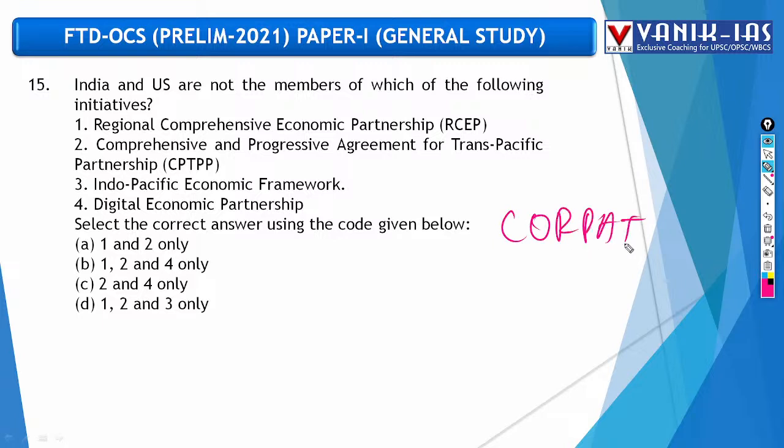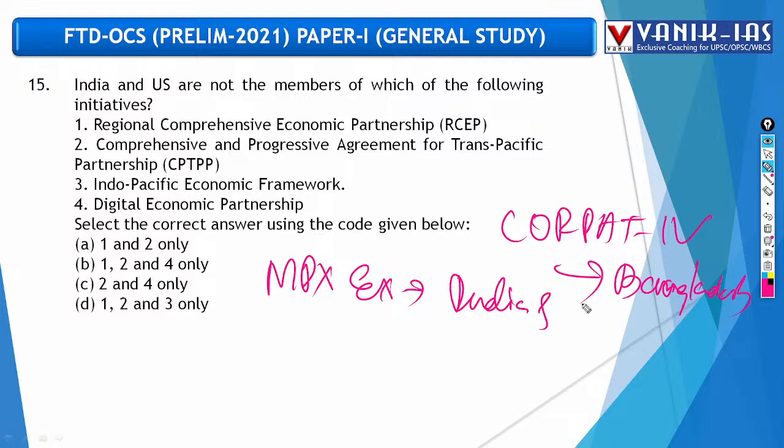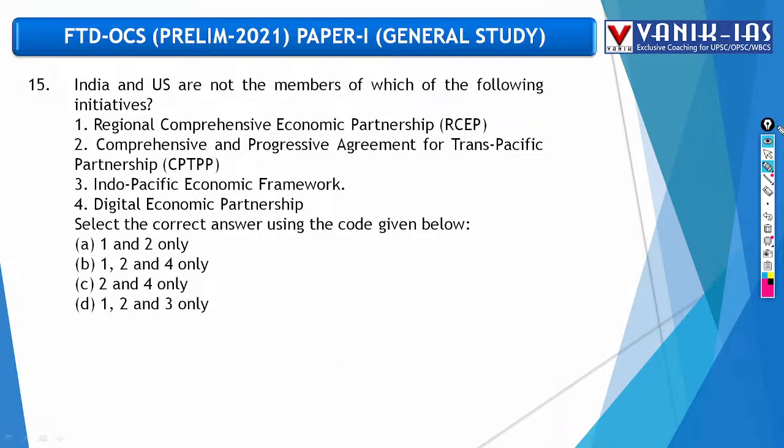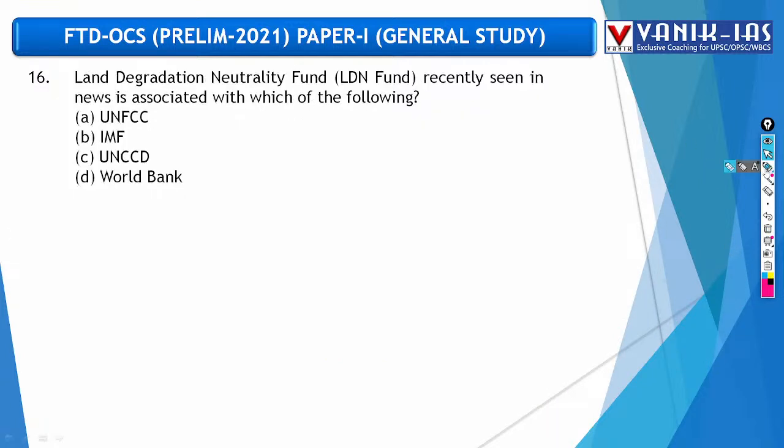Exercise Cope India, India has conducted with Bangladesh. MPX exercise, it is India and Japan. These are all conducted within six months, that's why this is important. Maritime Partnership Exercise, India and Japan. Exercise Dharma Guardian, that is also India and Japan. Exercise Al Najah with Oman. Exercise Yudh Abhyas and Exercise Vajra Prahar, that is with USA.